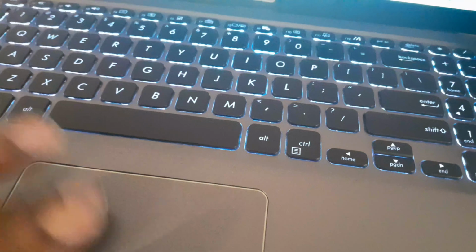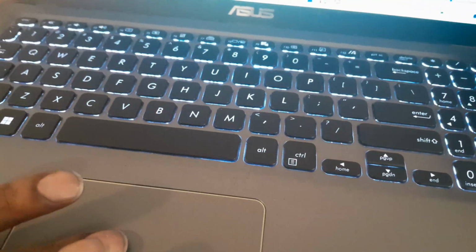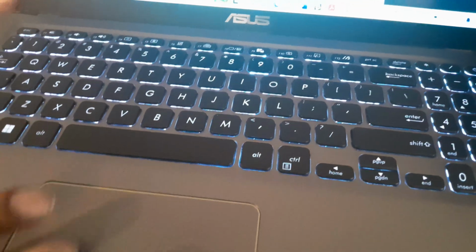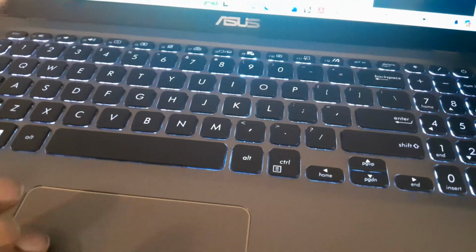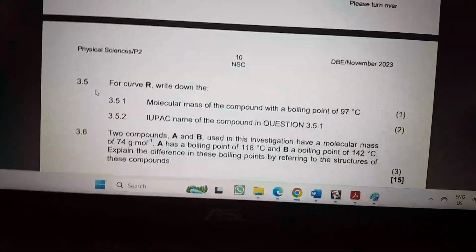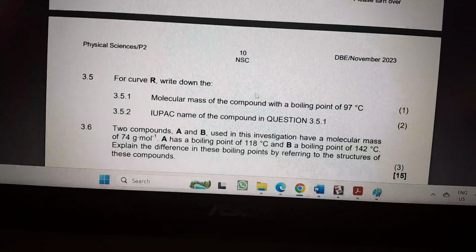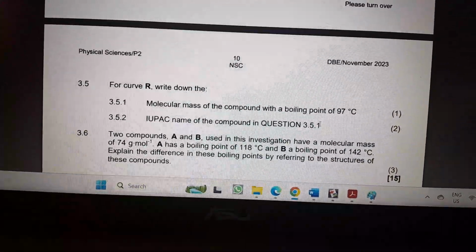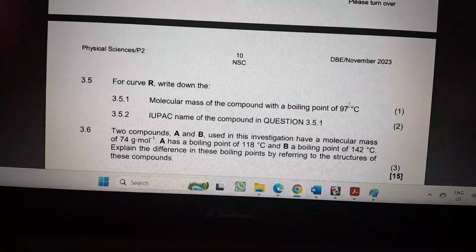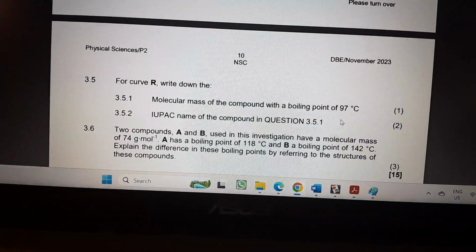Okay. Now, the next question, 3.5.2. You were to work out the IUPAC name of that substance that has a boiling point of 97 degrees Celsius and a molar mass of 60.